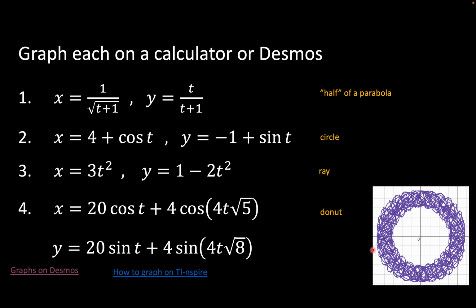I added some links over here for this problem where you are asked to graph it on a calculator or Desmos. So if you have a calculator on hand, try to graph those. The equations should come out as the following graphs. It's half of a parabola, circle, a ray, and this funny donut.